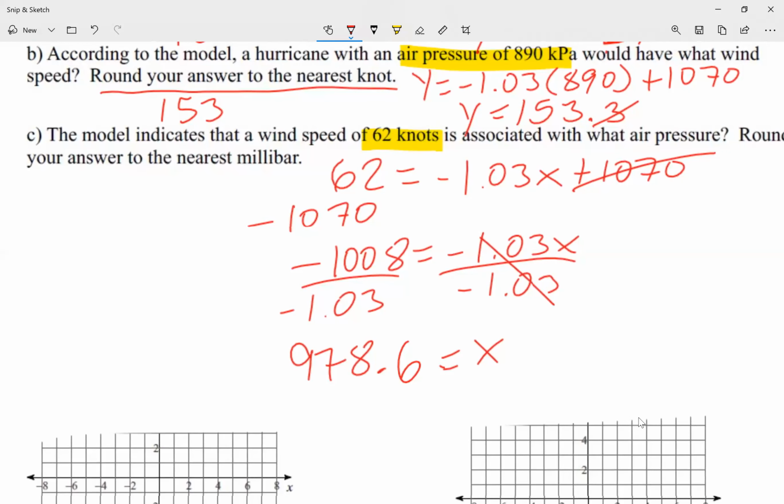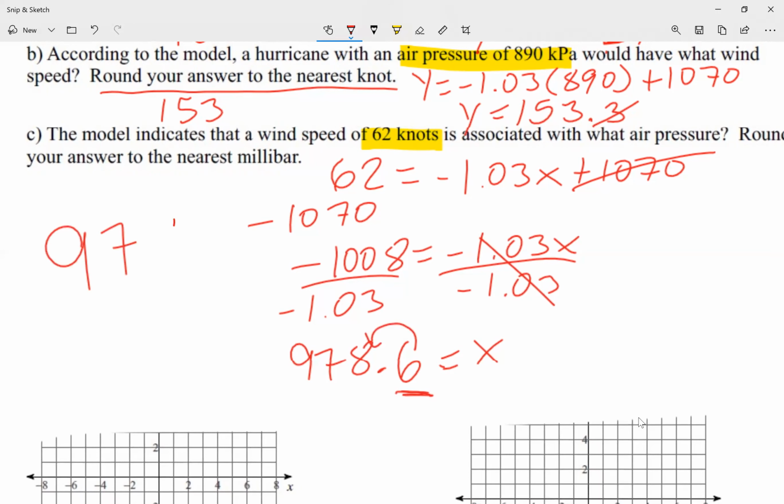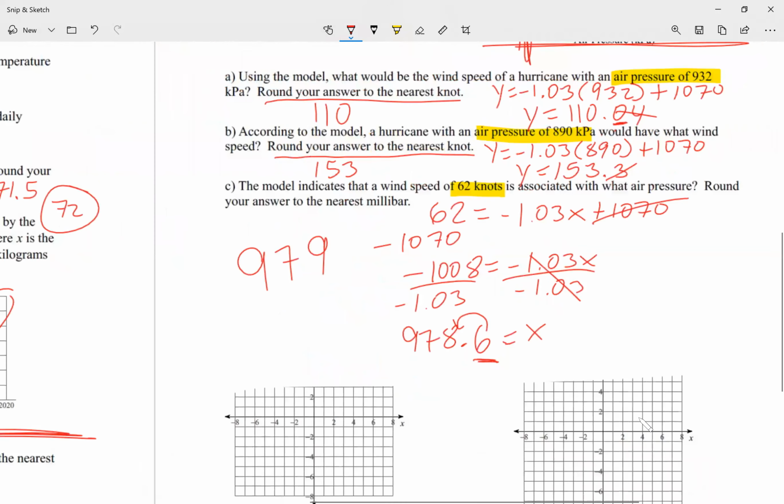My instruction here is round to the nearest millibar. Remember, this measurement is millibar. I need to round it to the nearest whole number. My first decimal number is big enough, right? 5 or more is big enough. So this 6 pushes the previous number up. So my answer will be 979. Okay, let me zoom out. You can take a look.